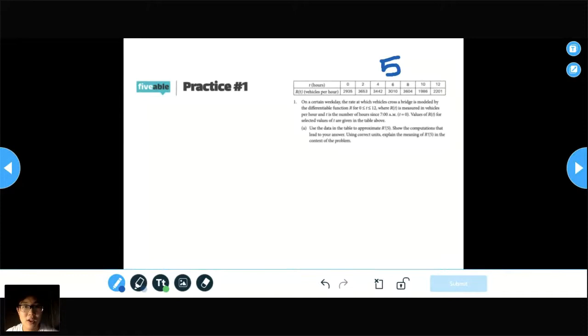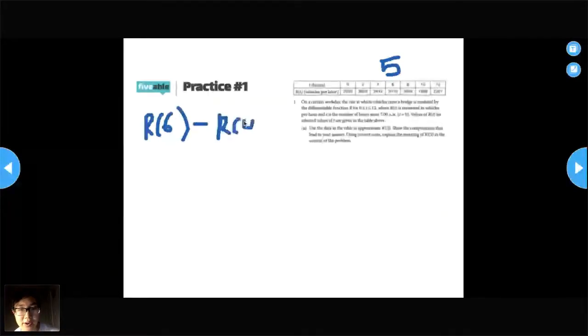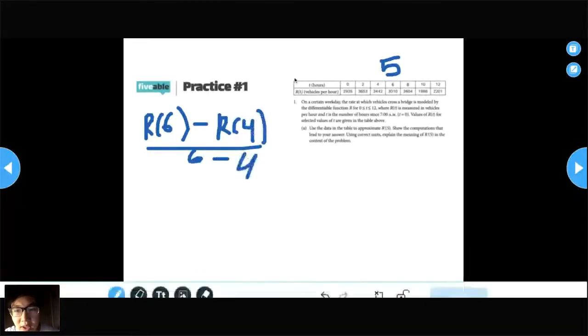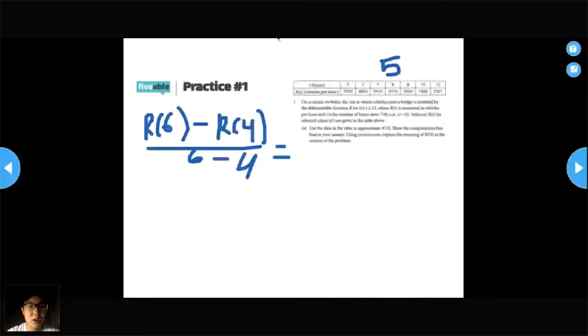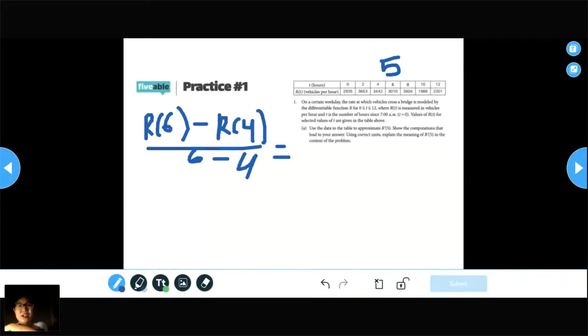So what College Board would ask you for is r of 6 minus r of 4 all over 6 minus 4. So that's pretty much it. And then we would get something along the lines of, and I think this question we can simulate the actual exam and y'all can use your calculator if you want to. I don't think you would technically need to. You could do this out by hand. What would we get after doing r of 6 minus r of 4 over 6 minus 4?